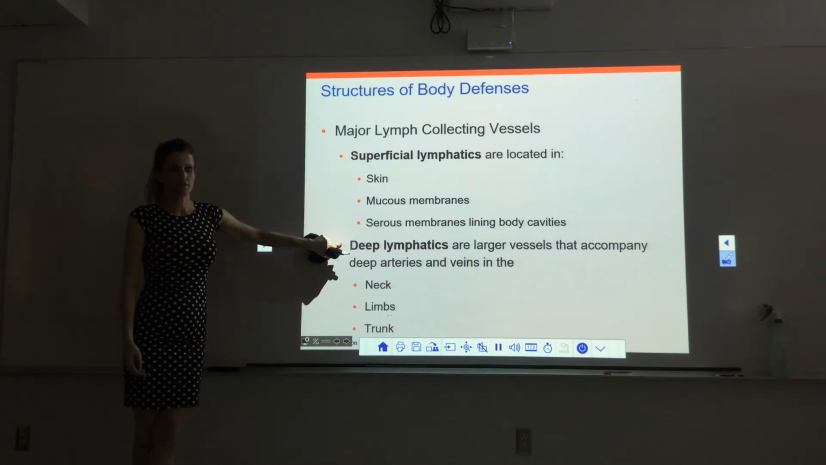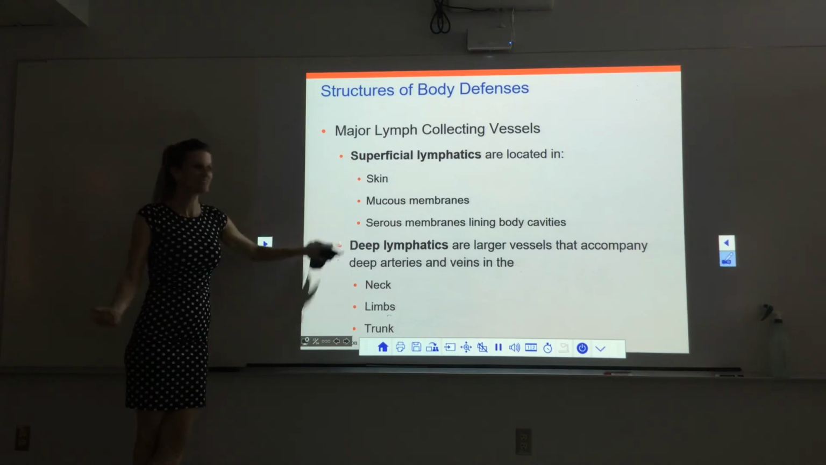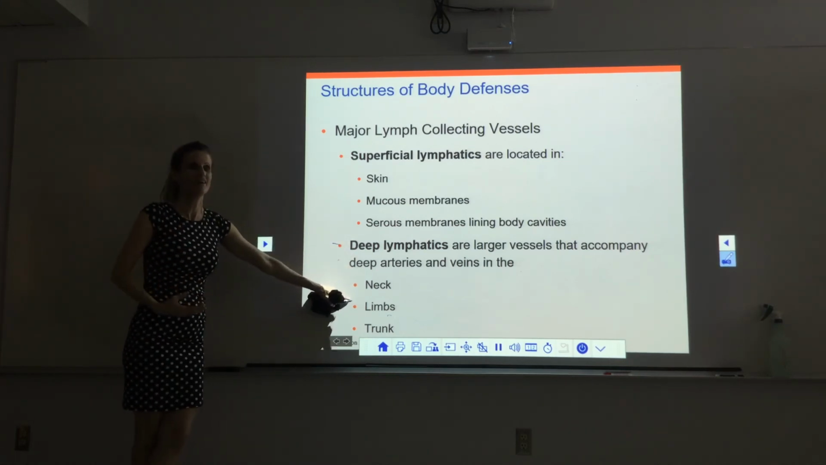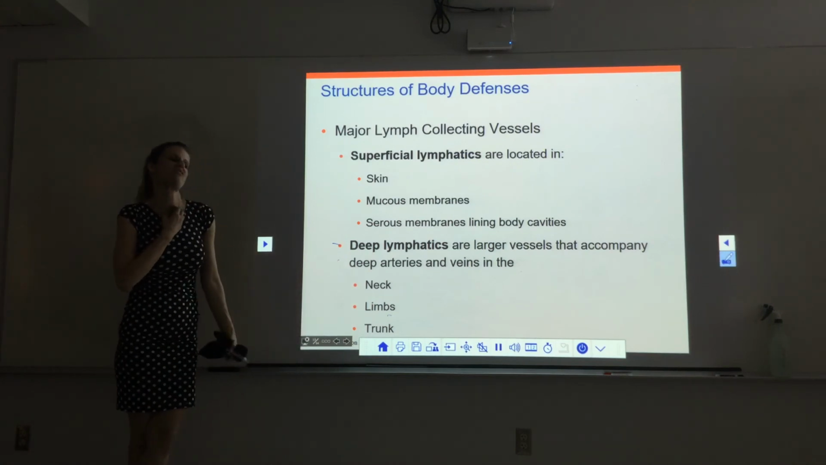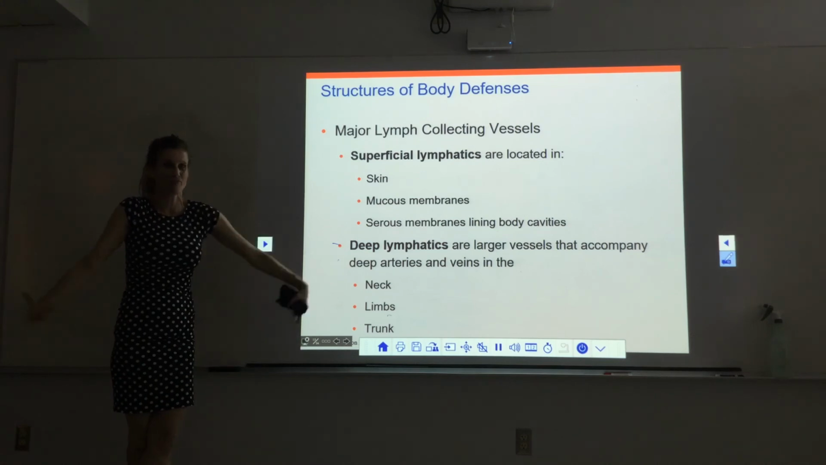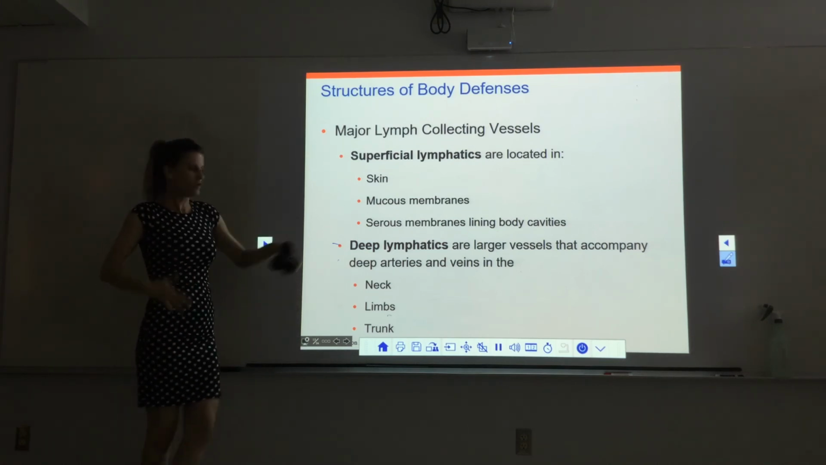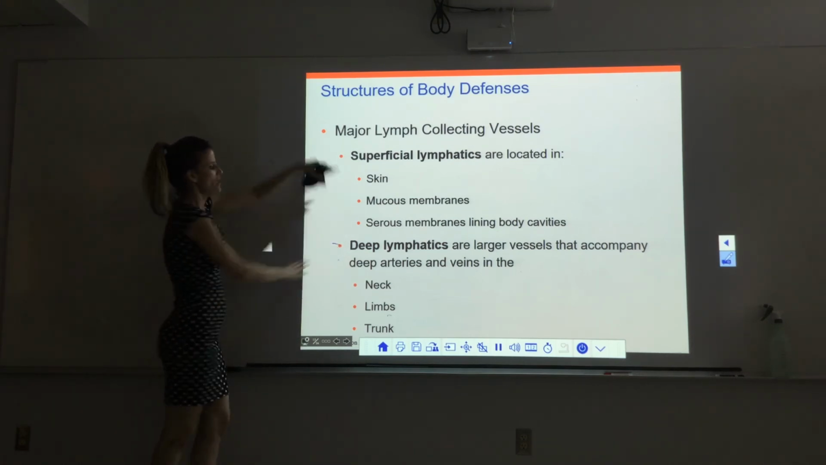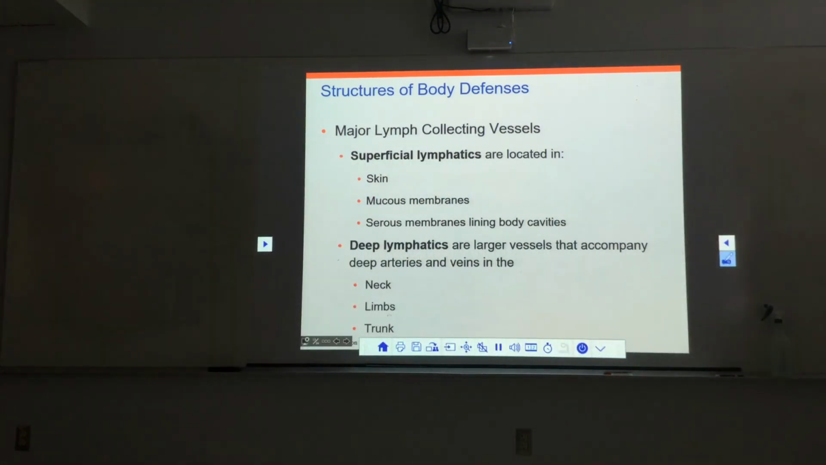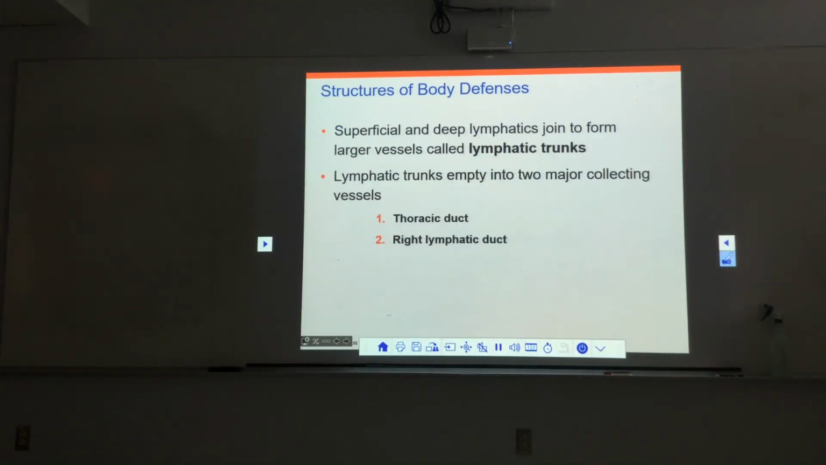deep lymphatics. The deep lymphatics are deep. So they take the lymph from all of the deeper areas in the body. So all the muscles, all of the organs, everything that's down deep, from the neck, the trunk, the arms, the legs, all the deep stuff goes into the deep lymphatics. And then again, you'll see that these actually merge. So the superficial vessels and the deep vessels will merge and they form lymphatic trunks.